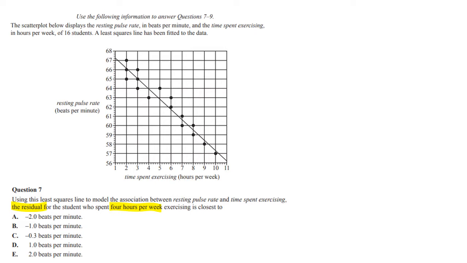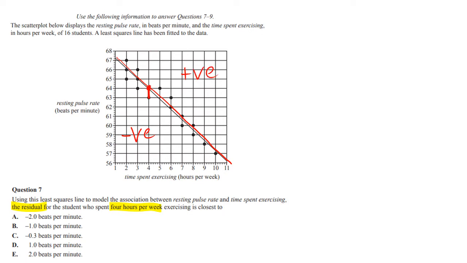Well, let's see, time spent exercising is on this axis, so there's our 4. So we're actually talking about the point up here. Now, when we're talking about residual, you've got your least squares line. That's the least squares line there. So we're looking at this distance. It's a vertical distance. So this is the negative side, and this is the positive side.